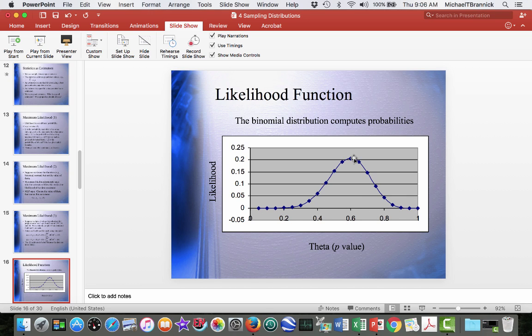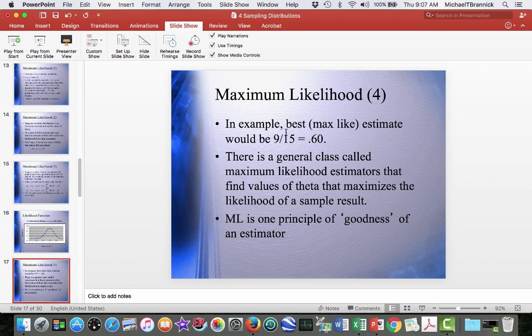And what you see here is that the maximum point is when theta is 0.6. If theta, the proportion of males, is 0, you couldn't get 9 males and 6 females, right? If the proportion of males were 1, you couldn't get 9 males and 6 females either, because it'd have to be no males or all males. So your best guess is actually 0.6 according to maximum likelihood. And 0.6 is 9 out of 15. So the best guess is to take the average.